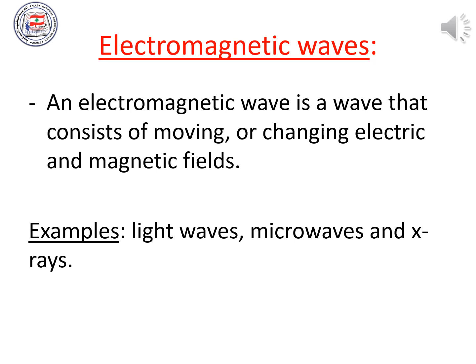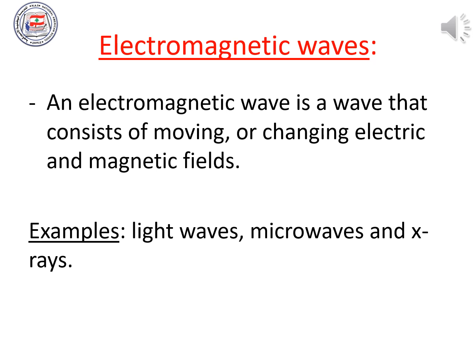Now we are going to talk about electromagnetic waves. Why? Because electromagnetic waves have a very important role in electronic communication, and we will talk about that later on. But first of all, we are going to talk about what electromagnetic waves are. An electromagnetic wave is a wave that consists of moving or changing electric and magnetic fields. This is why it is called electromagnetic. It consists of both electric and magnetic fields that are moving or changing.